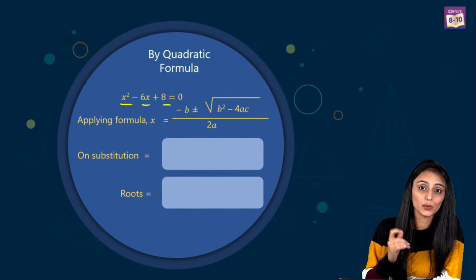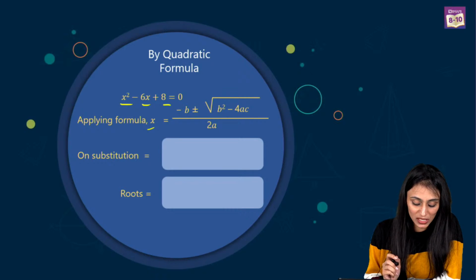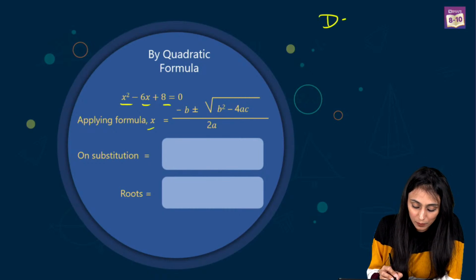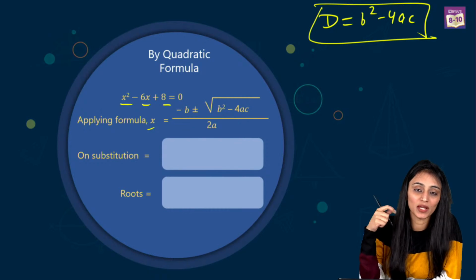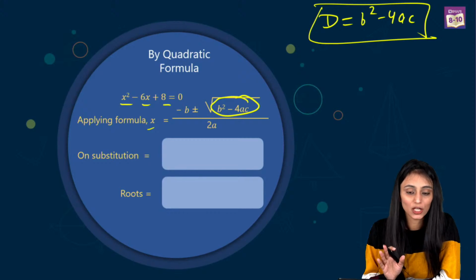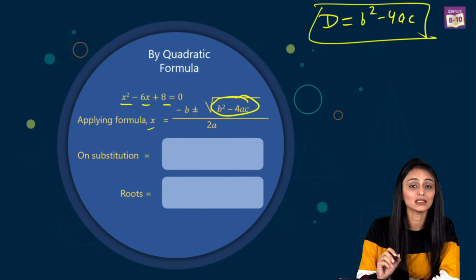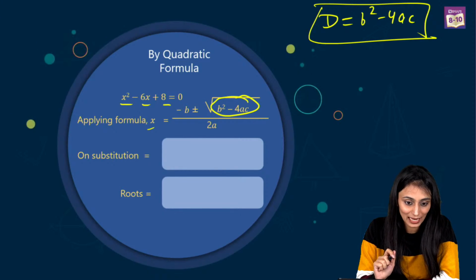To get the value of the roots, we use the quadratic formula: x equal to minus b plus minus square root of b square minus 4ac, divided by 2a. Here b square minus 4ac is nothing but d. Now I know many of you would say, ma'am, we can write d over here. Yes, definitely we can. You can find out the d and put it here, that way it is also correct. d is nothing but the discriminant.